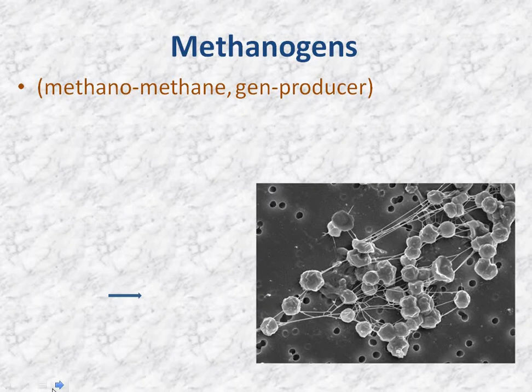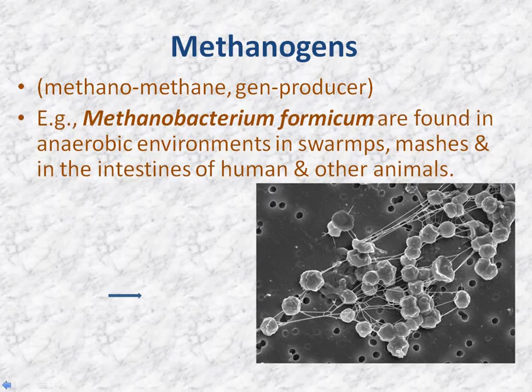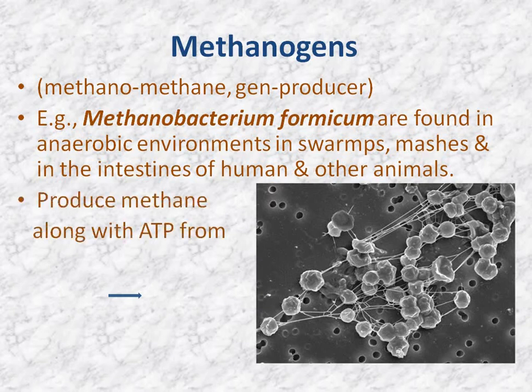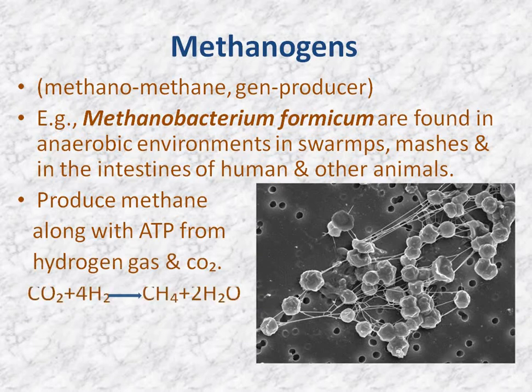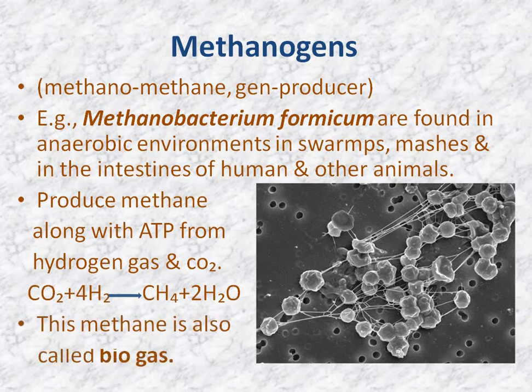Now the first is methanogens, or methane producing organisms. Methano means methane, gen means producer. So these are archaea that produce methane. For example, Methanobacterium formicum. They are found in anaerobic environments, meaning where oxygen is not present, that is in marshes and in the intestines of humans and other organisms. They produce methane along with ATP from hydrogen gas and carbon dioxide. This methane gas is also called biogas and is used as a fuel.